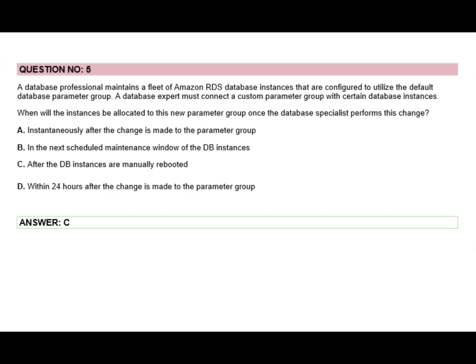Question No. 5. A database professional maintains a fleet of Amazon RDS database instances that are configured to utilize the default database parameter group. A database specialist must associate a custom parameter group with certain database instances. When will the instances be allocated to this new parameter group? Once the database specialist performs this change.